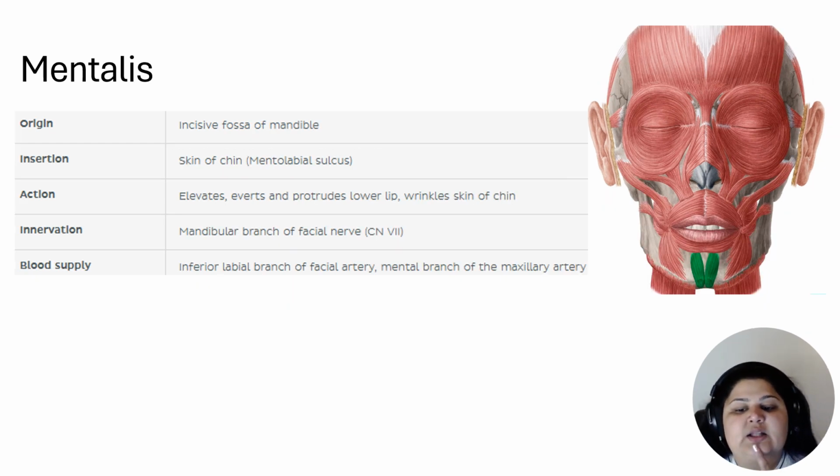Mentalis, this is the mentalis. Origin: incisive fossa of mandible. Insertion: skin of chin, mentolabial sulcus. Action: elevates, everts, and protrudes lower lip, wrinkles the skin of chin. As you can see, the wrinkles. Mandibular branch of facial nerve. Blood supply: inferior labial branch of facial artery, mental branch of maxillary artery.